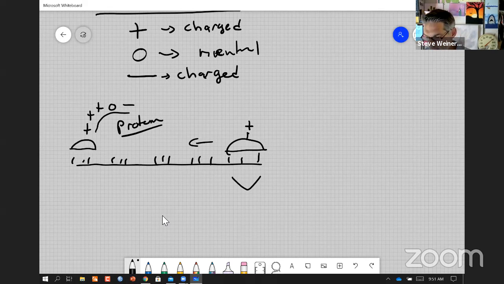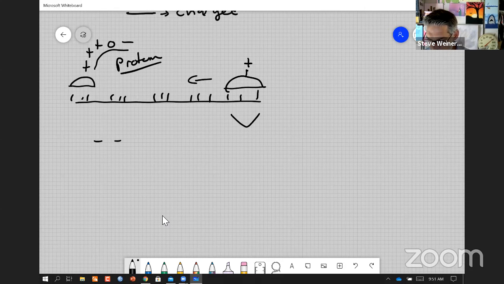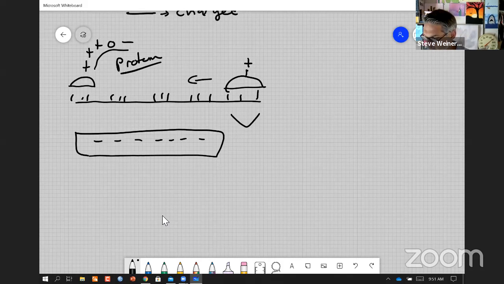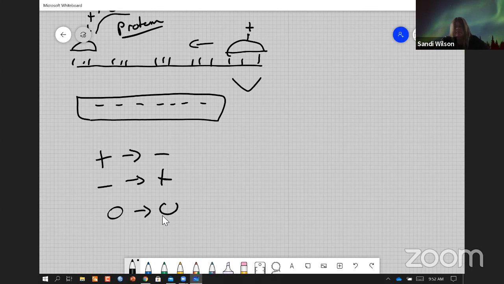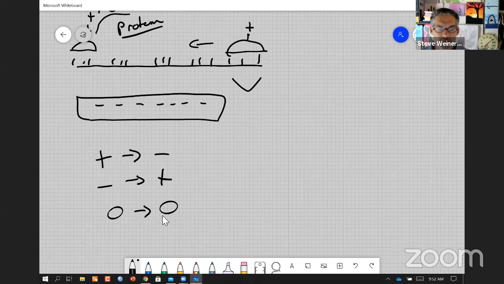What's kind of cool is if I put a bunch of negatively charged amino acids together, they form a stick. Because the negative charge, okay, wait. Positive is attracted to negative. Negative is attracted to positive. What is neutral attracted to? Either? Is it to either one? Nope. Two positives? Oh, neutrals are attracted to neutrals.